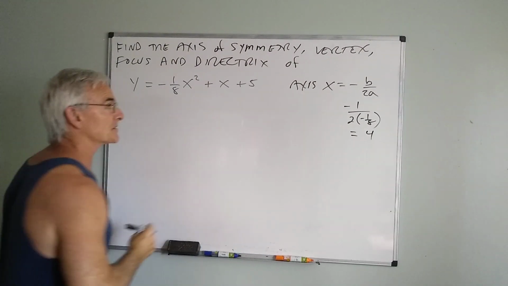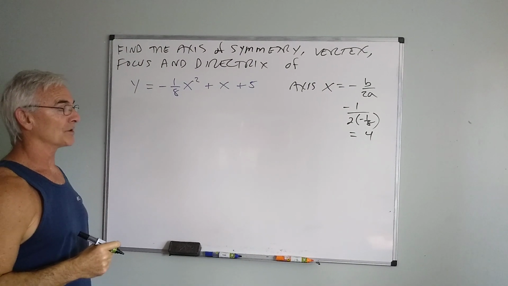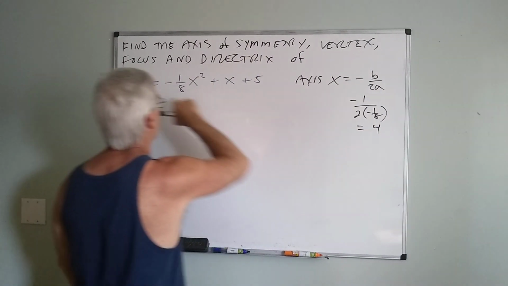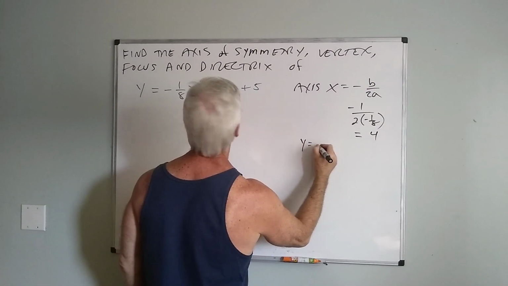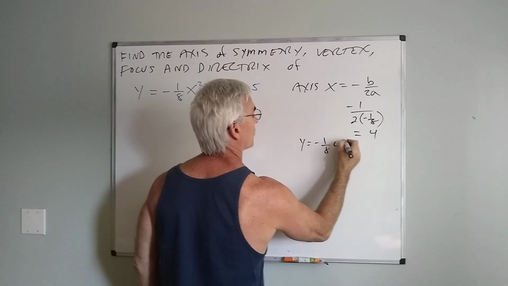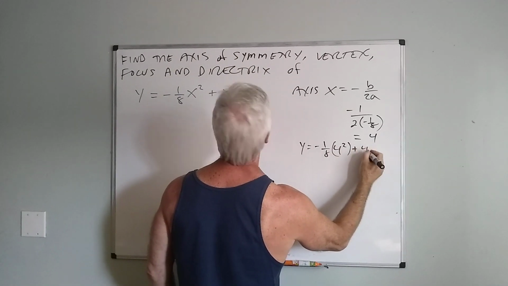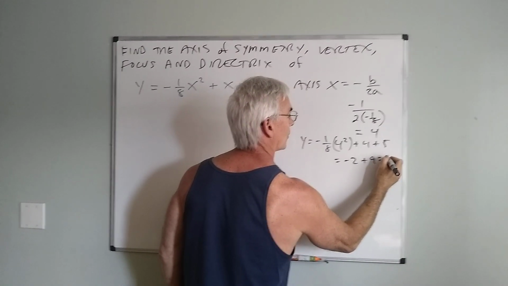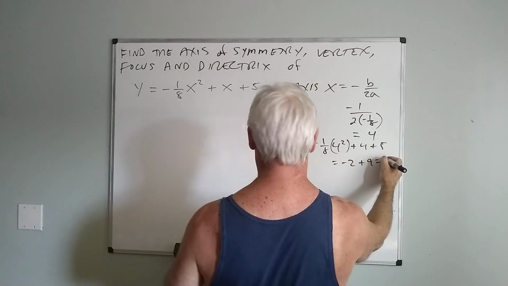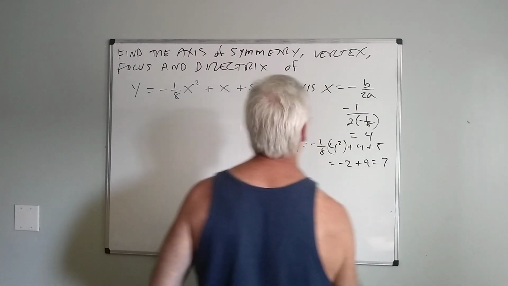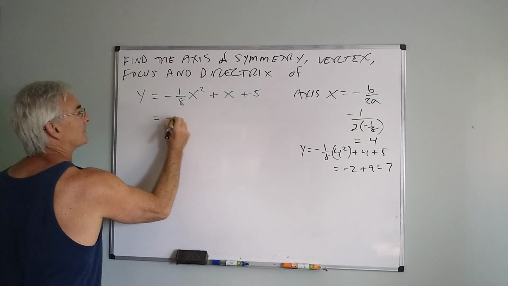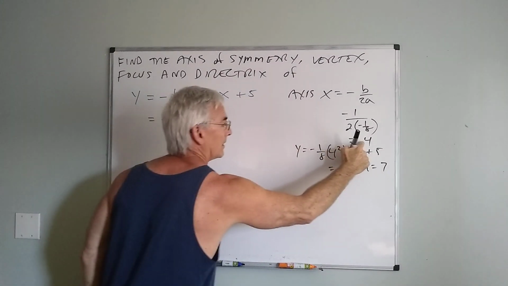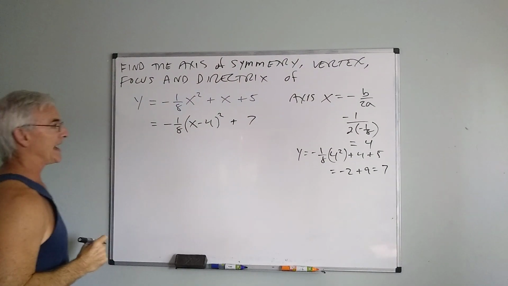That means that the axis of symmetry is the vertical line x equals 4, so the vertex has an x-coordinate of 4. To find the y-coordinate, I'll simply substitute this back in. So the y value will be negative 1/8 times 4 squared plus 4 plus 5. So that would be negative 2 plus 9, or in this case, 7. Now we know the form of this is going to be negative 1/8 times the quantity x minus 4 squared plus 7. So we have our vertex.